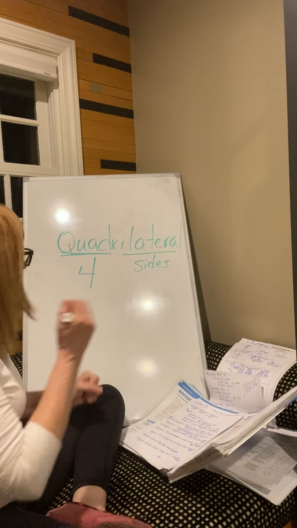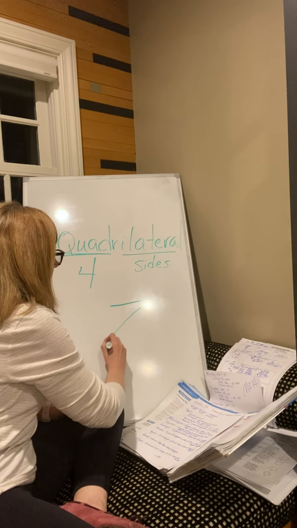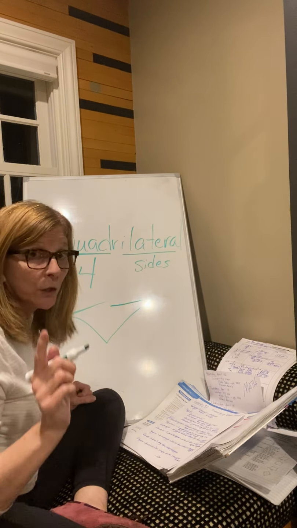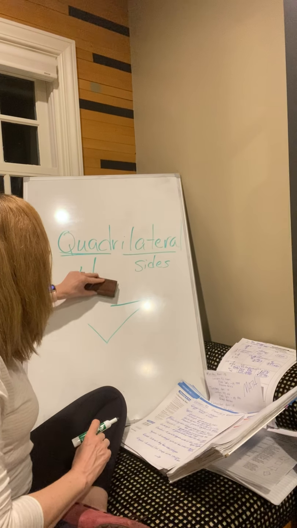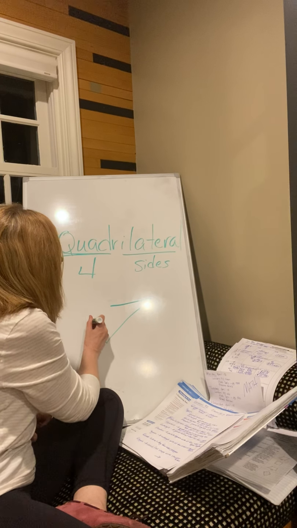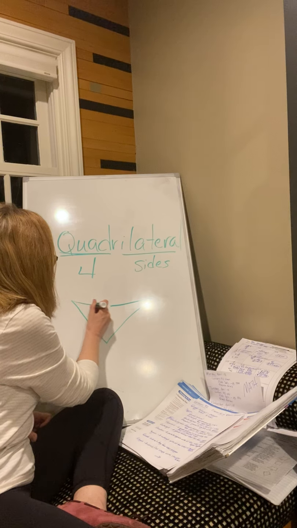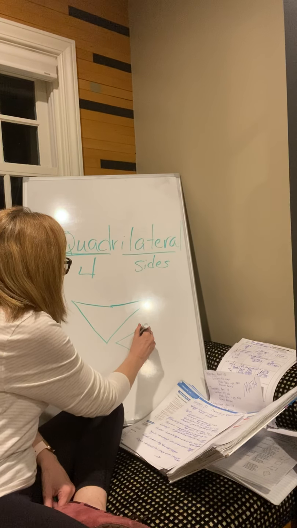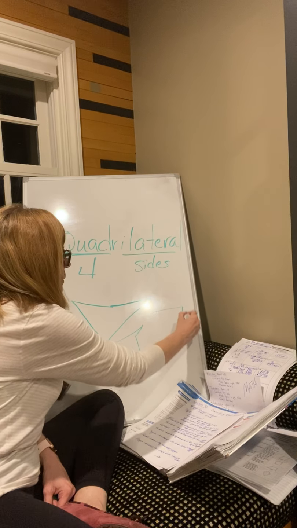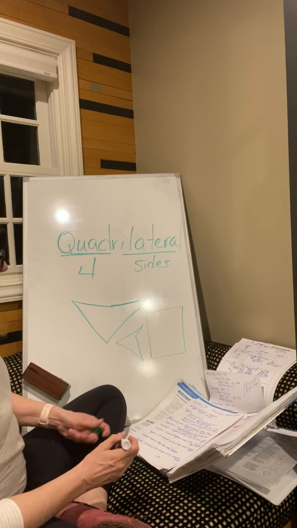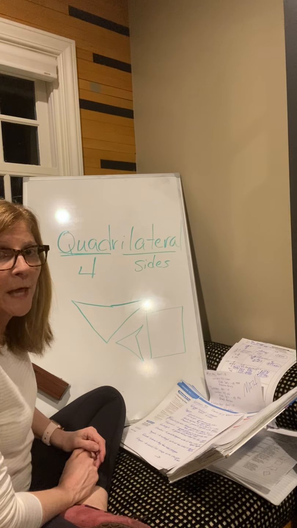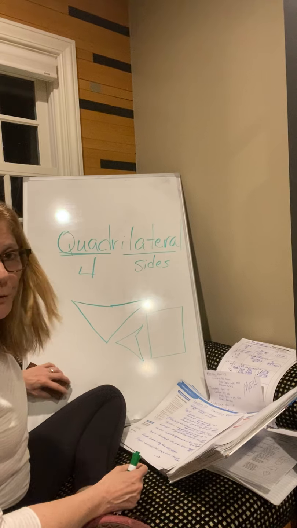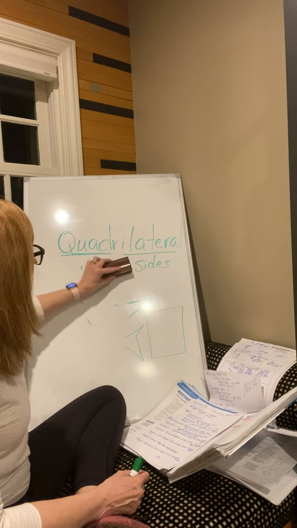So any shape, if it looks like this, well, this has to be closed, right? Let me see if I can make one that's closed. 1, 2, 3, 4. 1, 2, 3, 4. 1, 2, 3, 4. Okay? So all of those shapes are quadrilaterals because the only thing it has to have is 4 straight sides, and they have to be closed.